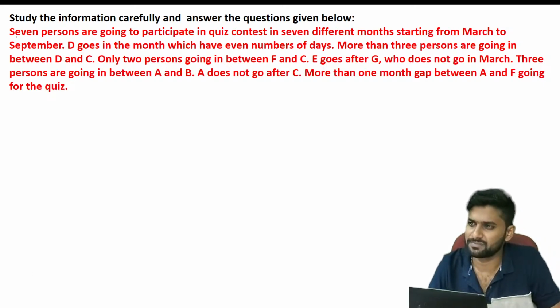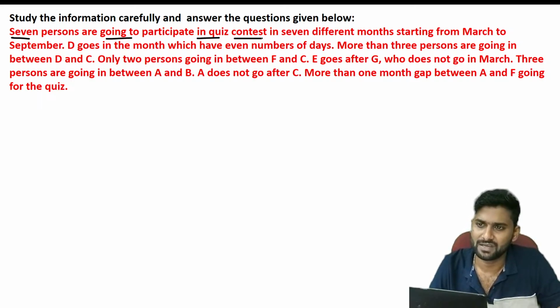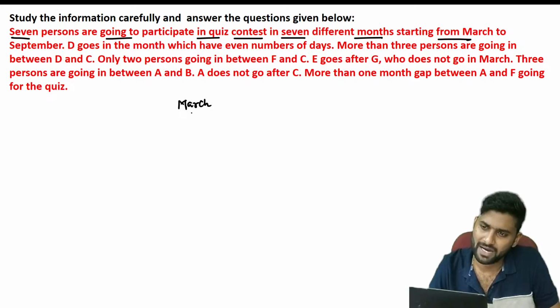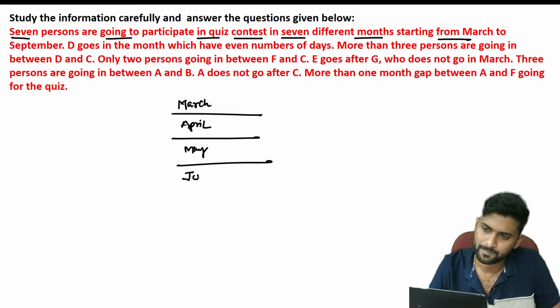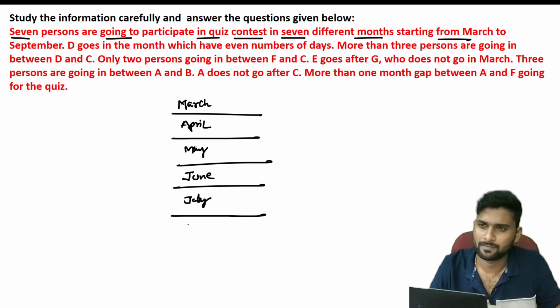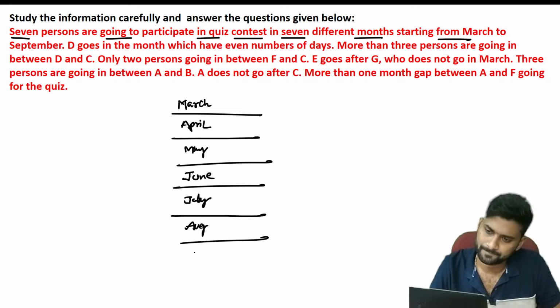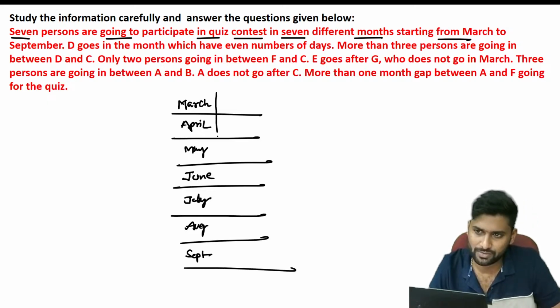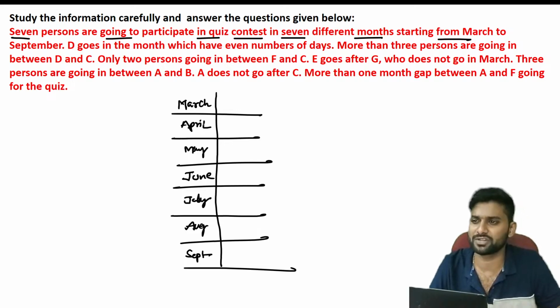Now see the information. There are 7 persons going to participate in a quiz contest in 7 different months, starting from March to September. So let me take the condition here, March to September. While reading the first 2 lines, you should understand the table. You have to represent your table in this way.